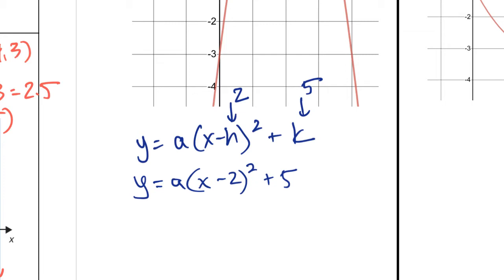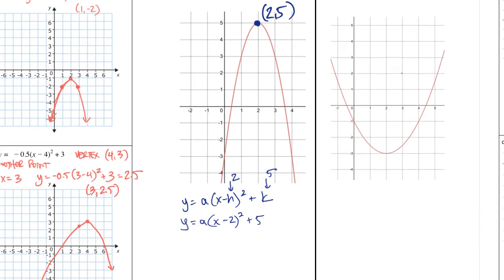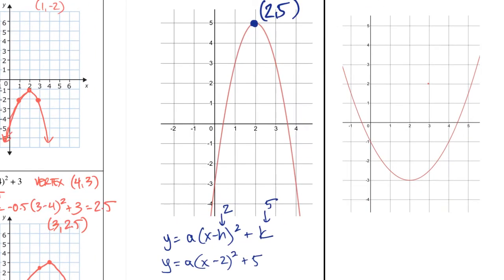We're actually almost done here. But what are we missing? Well, we don't know what that a value is, right? In order to come up with an exact answer for our equation, we need to find the a. So how do we find the a? Well, just like when we were sketching it, we need one more point on this parabola. So we can actually pick any point on this parabola that makes sense.